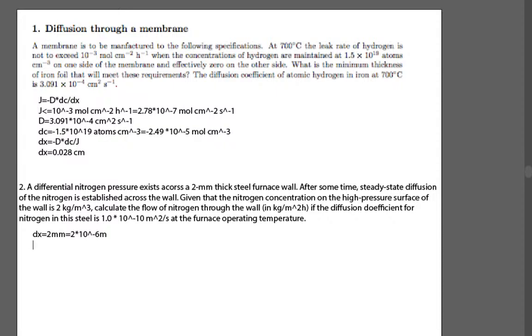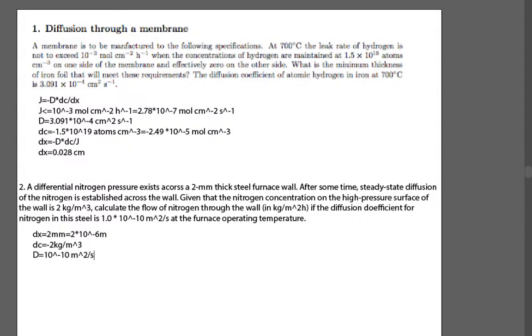A differential after some time studies is given that the concentration on the high pressure surface of the wall is 2 kilograms. We can just assume that the furnace doesn't have any nitrogen. So we could say that the DC here would equal negative 2 kilograms per meter cubed. And then we also got the D here, which is 10 to the power of negative 10 meters squared per second.